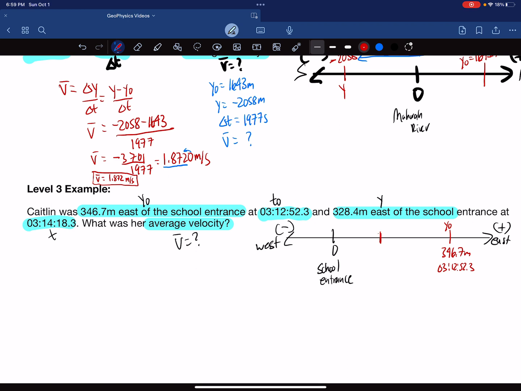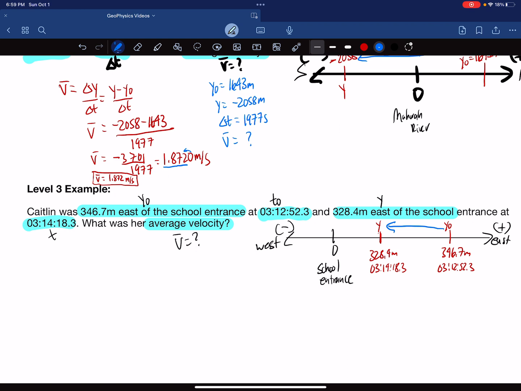Well, that's here. It's closer to the school entrance, 328.4 meters. And that is her instantaneous position there. And the time that occurs is 03:14:18.3. And of course, she moved from the start position to the final position. So that's our full-blown picture.